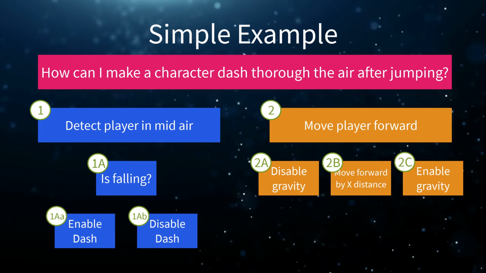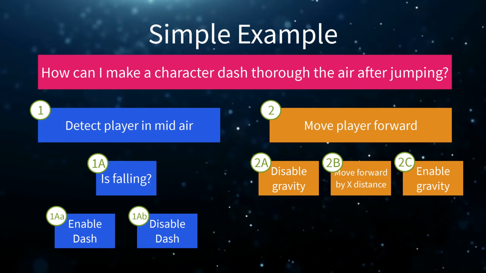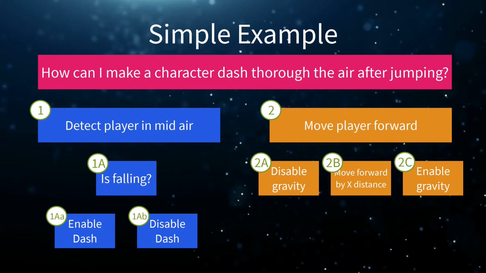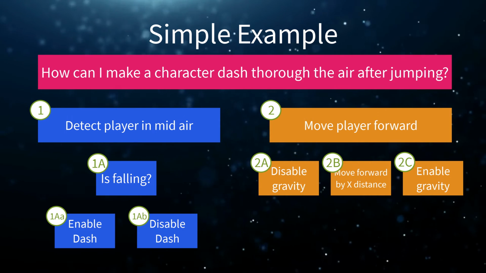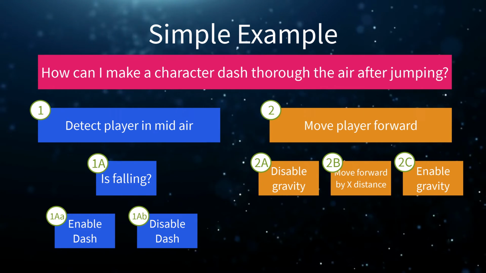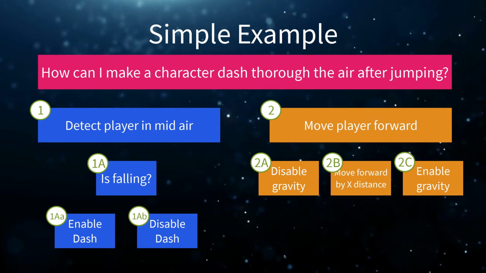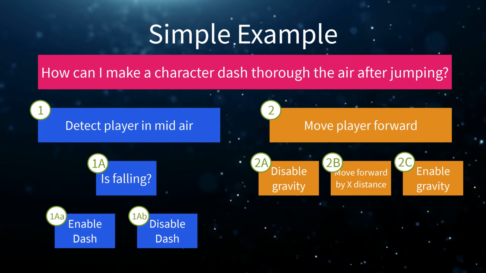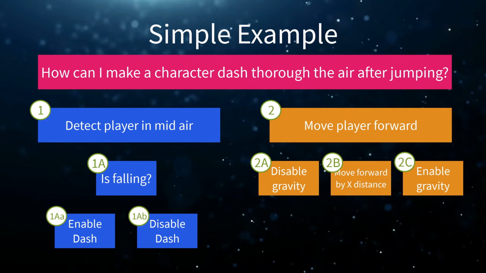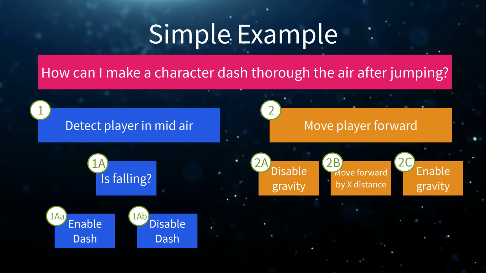This is a very simple example, yet by thinking about the problem like this, the user could have asked a more precise question such as, how can I detect if the player is in mid-air? Or, how can I apply forward movement to a falling player? In my experience, these types of questions are more likely to be answered. We will use this example as we learn different techniques in this lesson.